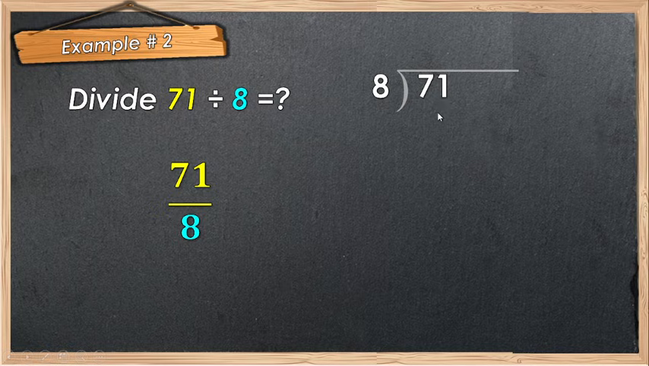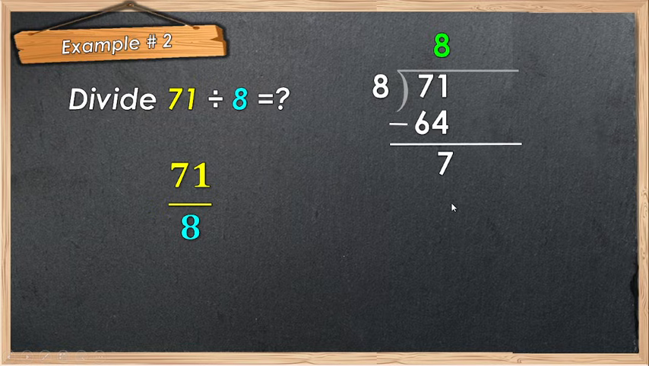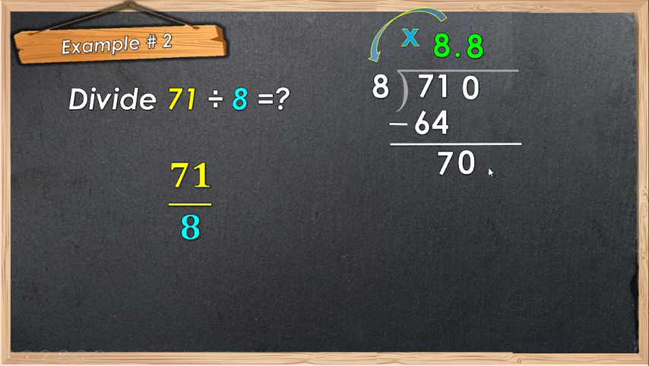use the 2-digit number. 71 divided by 8, the answer is 8. Then 8 times 8, the answer is 64. Then 71 minus 64, the difference is 7. Then you need to add 0. Then place the decimal point. Then bring down 0. 70 divided by 8, the answer is 8 again. 8 times 8, the answer is 64.